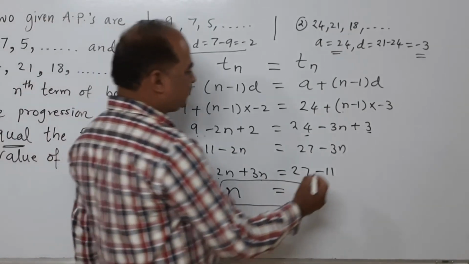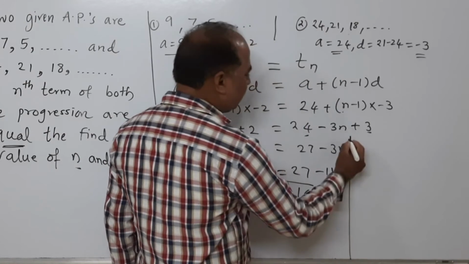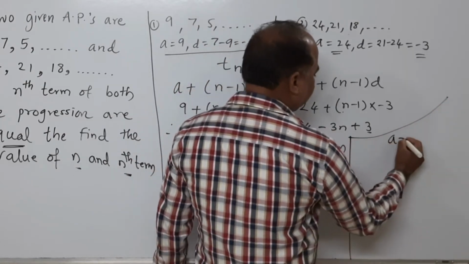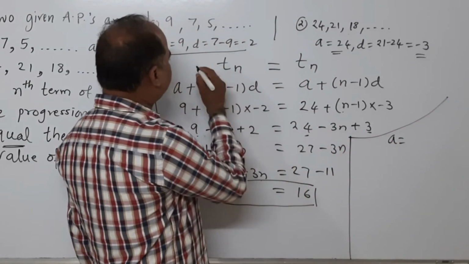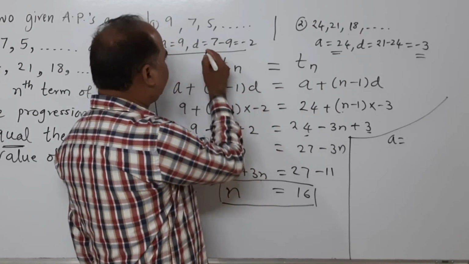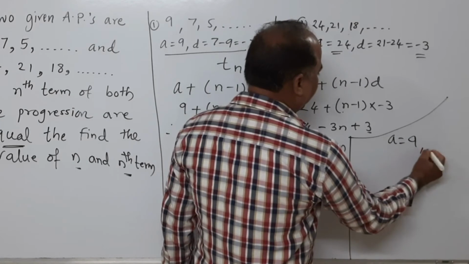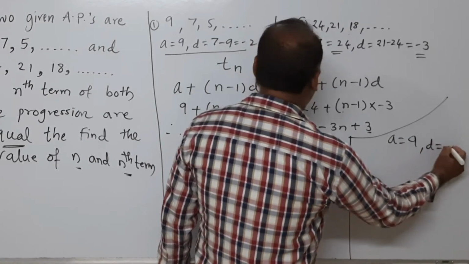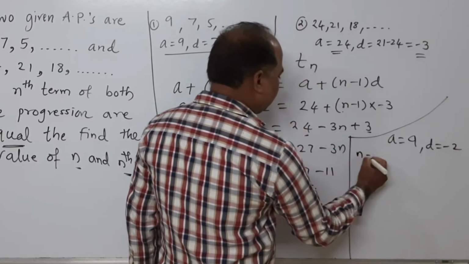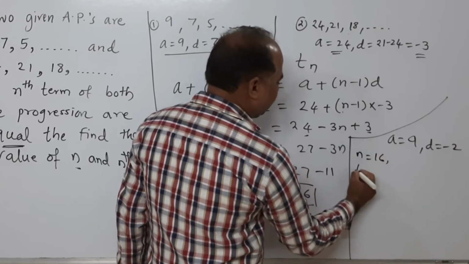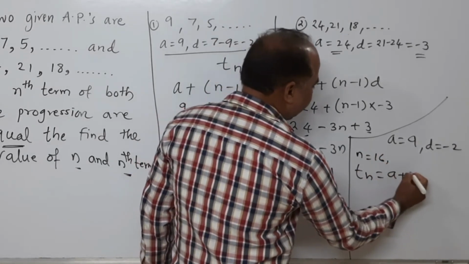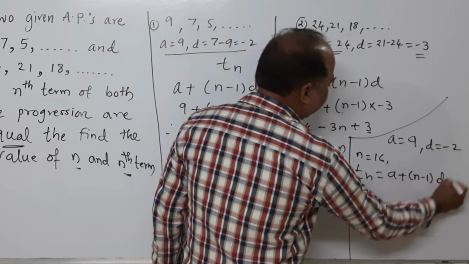So here we have a, the value of a, as any you can take. First we'll take a as 9 and d is equal to minus 2, and for n is equal to 16 we have to find Tn. Tn is equal to a plus n minus 1 into d.